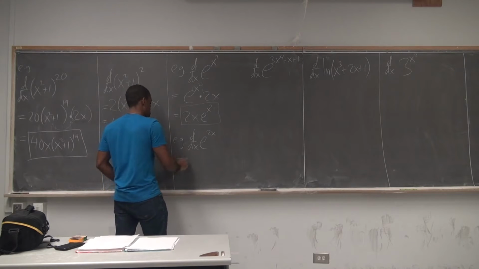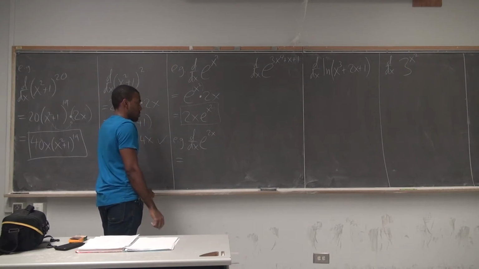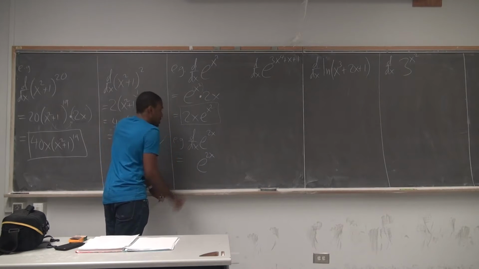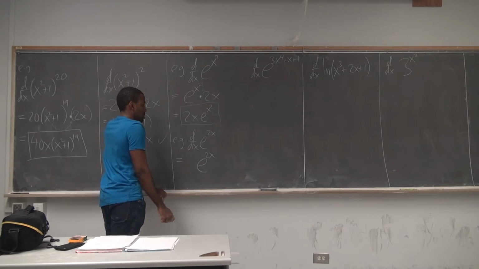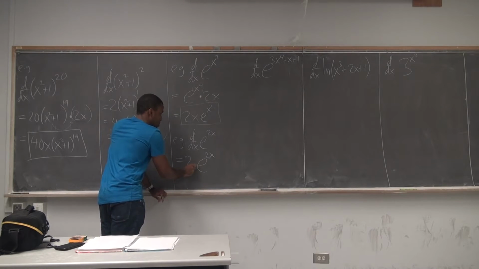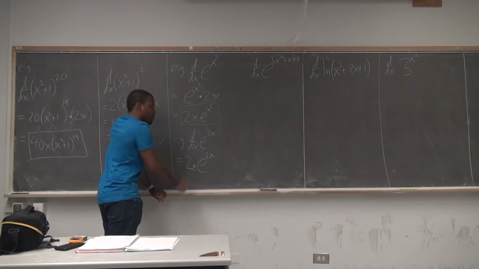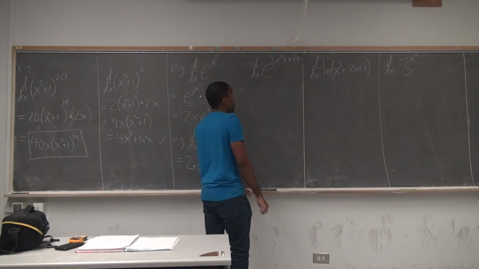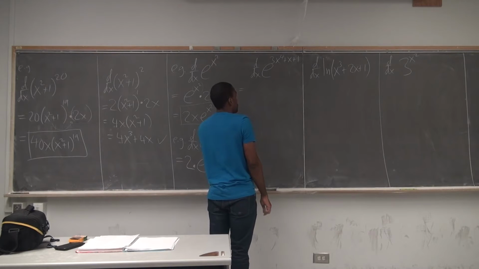Or this guy. Derivative of the outside, e to the x. It's just the whole guy. Times 2. Then you multiply by the 2, which is the derivative of the power. What's this?